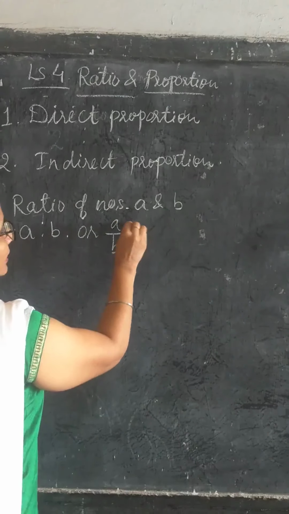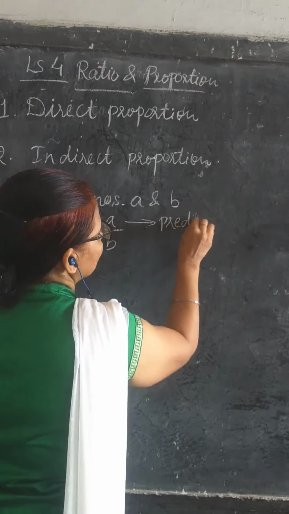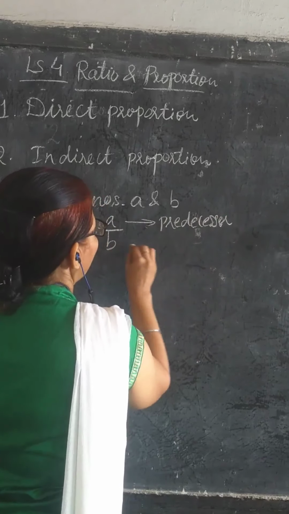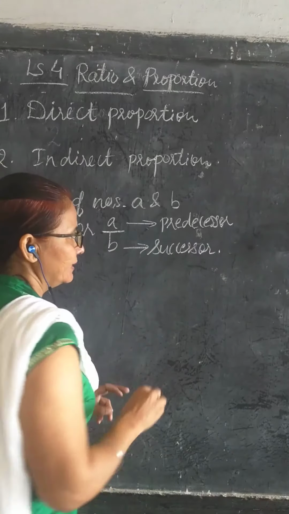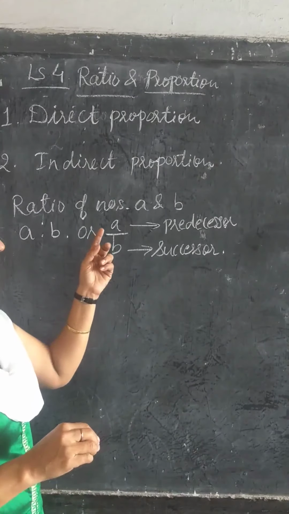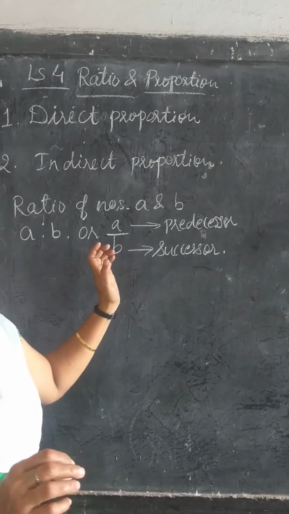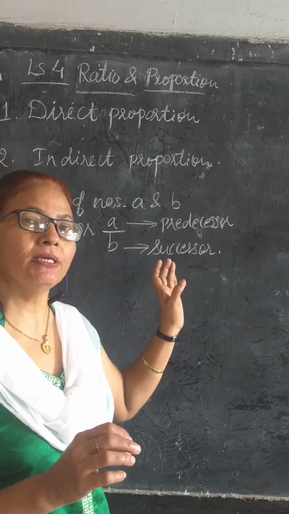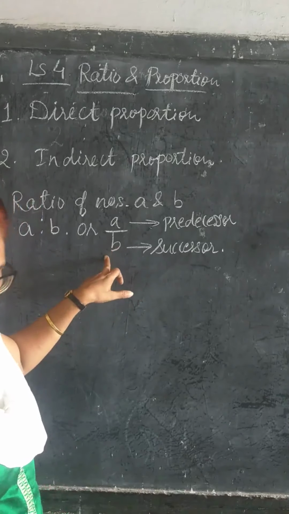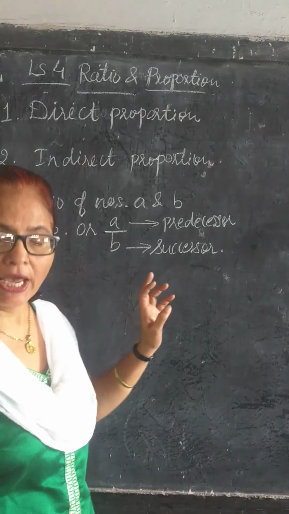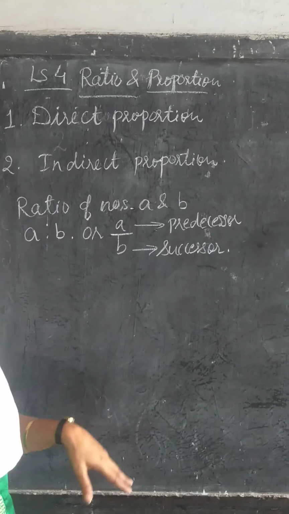A is to B, or you can write it like A by B. Here A is called the predecessor, meaning the first term, and this B is called the successor, or you can say the second term. And remember children, ratio has no units, and when we compare two numbers, their units should be the same. The two quantities taken in the ratio must be expressed in the same unit, and the ratio of two quantities is unitless.